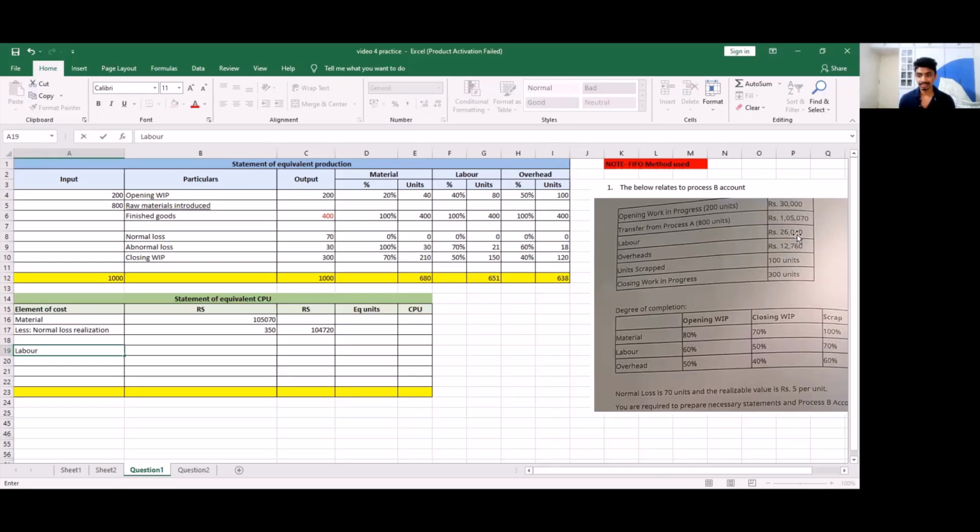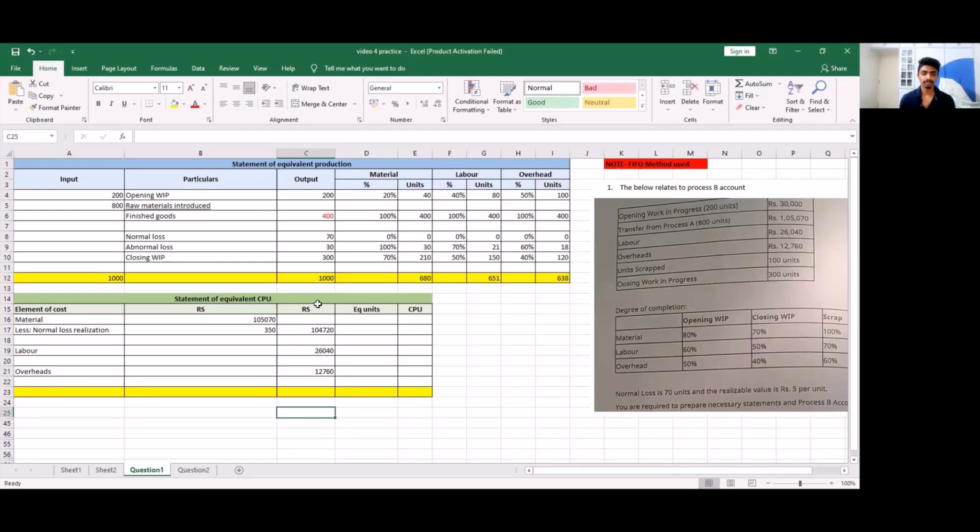Next, we have labor. Labor is given as 26,040. We will write this here as 26,040. And finally, we have overheads. In our question, overheads is given as 12,760. So we write this here in our third column as 12,760.